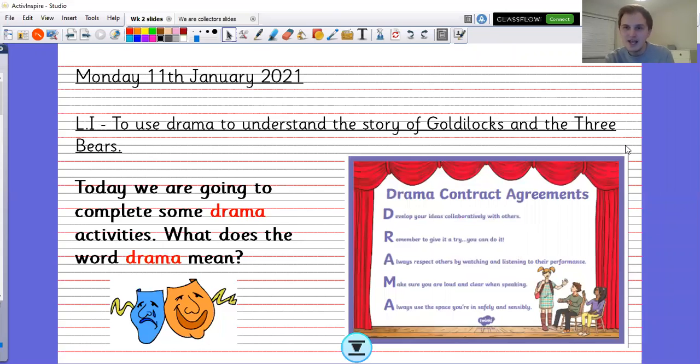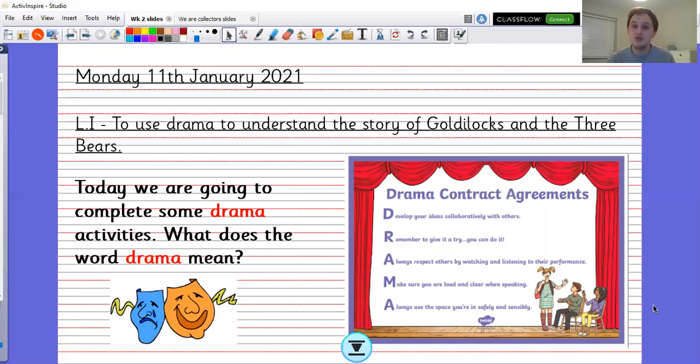Okay, so today we're going to be using some drama. Now we've spoken about drama before, and we've definitely used it lots and lots in school, because it's one of the ways in our Talk for Writing how we learn the text really, really well. So it says, today we're going to be completing some drama activities. But what does that word drama mean? Have a little think. Maybe discuss it with a person at home. What do you think that word drama means? I've given you some clues here with these masks and the curtain. What do you think drama could mean?